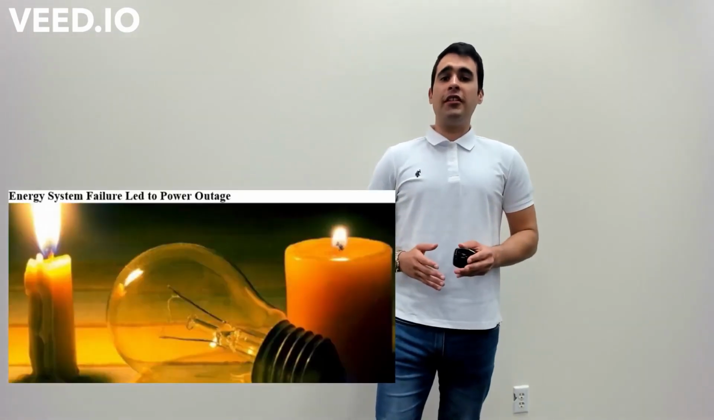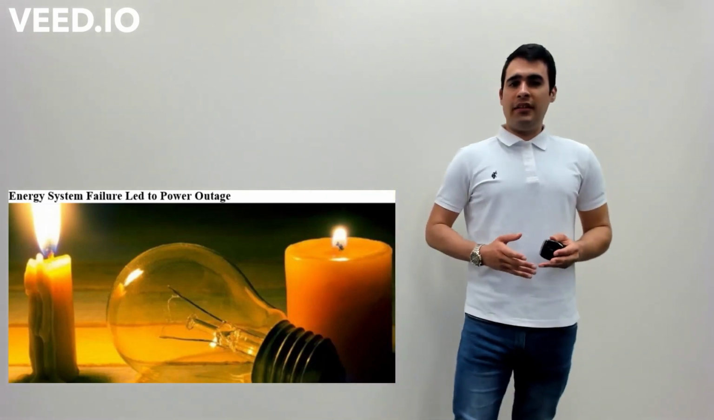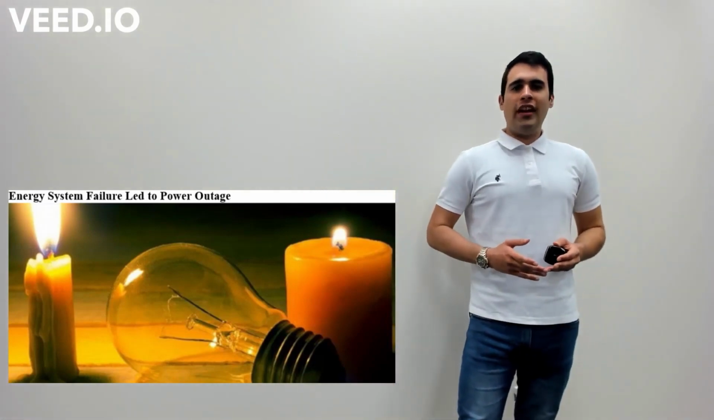We rely on a wide range of machines or systems, but the truth is that every system eventually breaks down unless it is being maintained. The ability to use AI, machine learning models and deep learning models has made it much easier to solve these problems. Energy system failure led to a power outage.